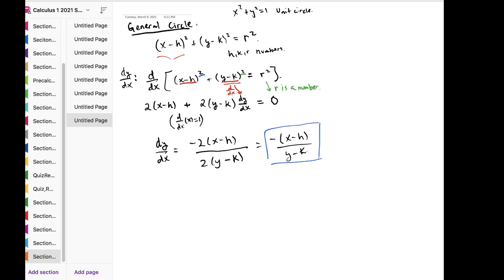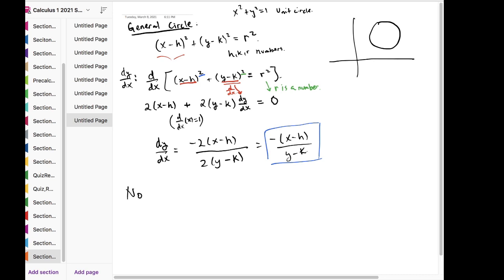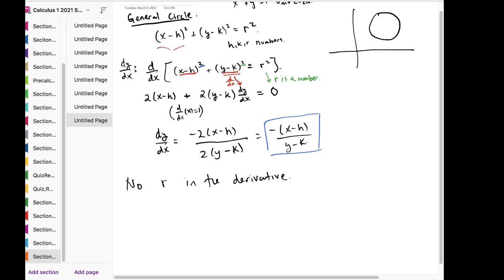Y and k are there. Oh, when y is equal to k, sure. The problem, I mean, something even more surface level. Yeah, there's no r. No r in the derivative. And that is really weird. So circles of any radius have the same derivative.